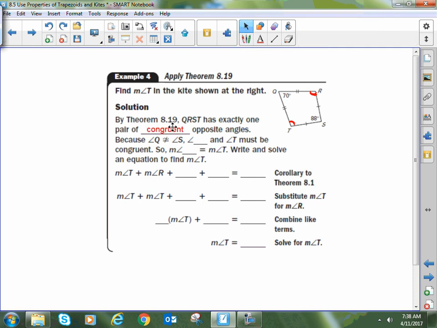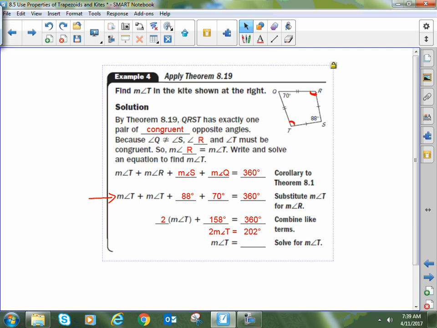I know that angles R and T are the same, so the four angles together have to have a sum of 360 degrees. Because angle R and angle T are the same, we replace angle R with angle T here in the second row of our equation. Substituting your numbers gives you 88 and 70. Combining like terms gives me 2 angle T's, and the 88 and the 70 give me 158. Moving the 158 from the left side to the right side through subtraction, I get 2T is 202. So the measurement of angle T, when I divide by 2, is 101 degrees.